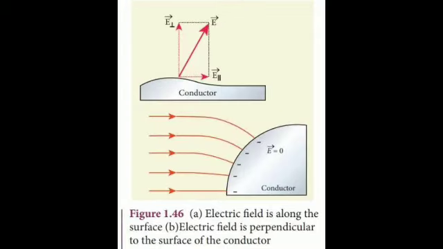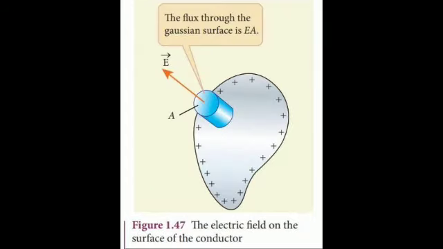Next, the electric field outside the conductor is perpendicular to the surface of the conductors and has a magnitude of sigma by epsilon naught, where sigma is the surface charge density at the point. Next, the electrostatic potential has the same value on the surface and inside of the conductor. These are properties of electrostatic equilibrium of a conductor.